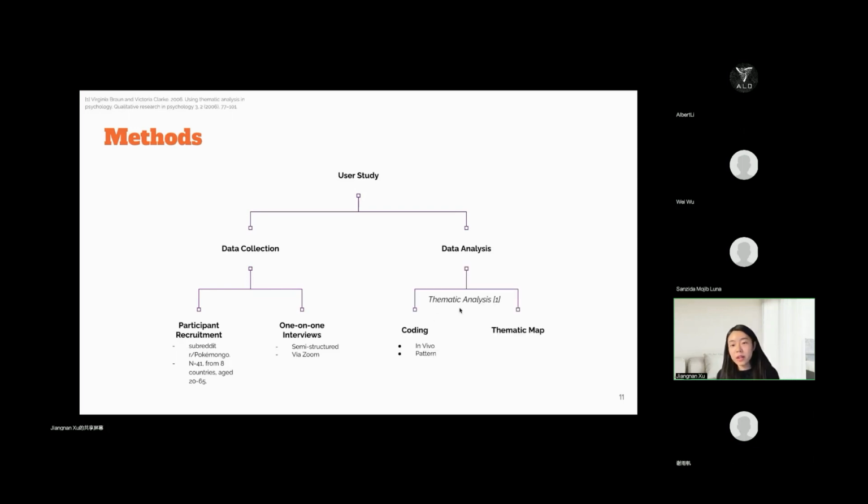So we used the very classic method called thematic analysis. We coded the data for two rounds. The first round is in vivo, which means we use the interviewees' own words to describe their behaviors. And in the second round, we used the pattern method to code the data to find potential themes to structure the thematic map, which helps us to understand the findings.